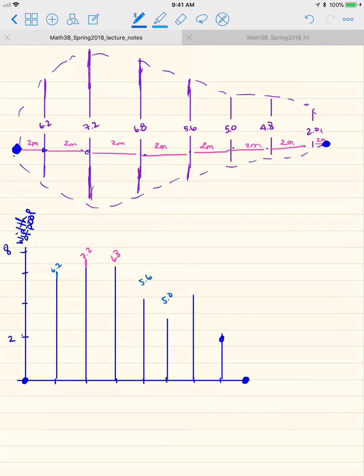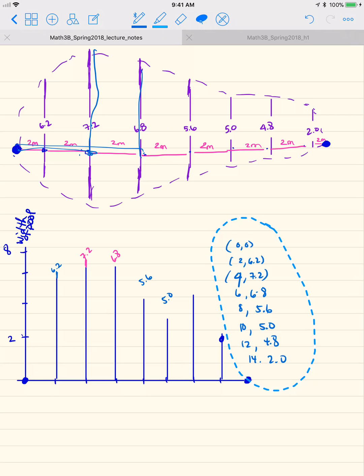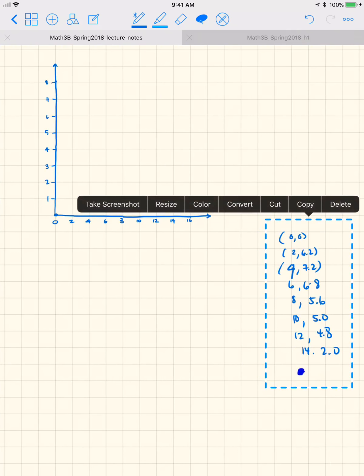Okay, and the data we have is the points 0, 0, then 2, 6.2. Do you see where I'm getting these points from? So it should be 4, 7.2, right? Because then over 4, and then up 7.2, over 6, up 6.8, 8, 5.6, 10, 5.0, 12, 4.8, 14, 2.0. Let me copy these, paste them here, and let's go ahead and get started.